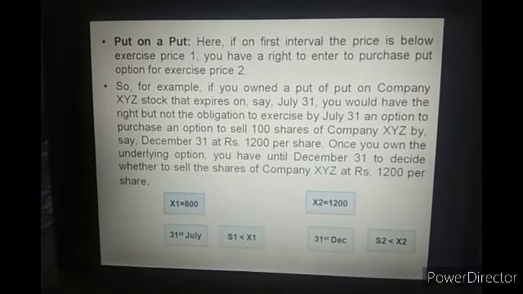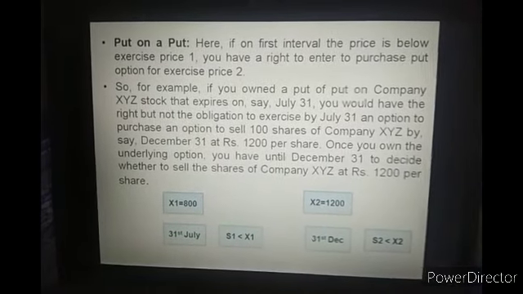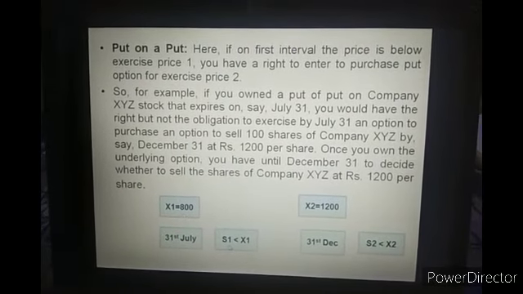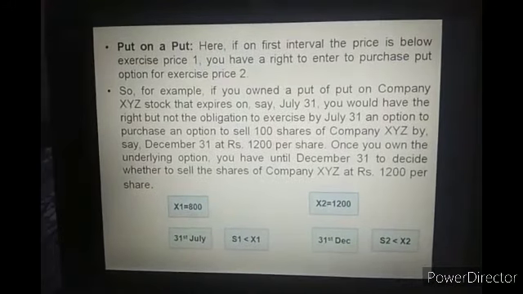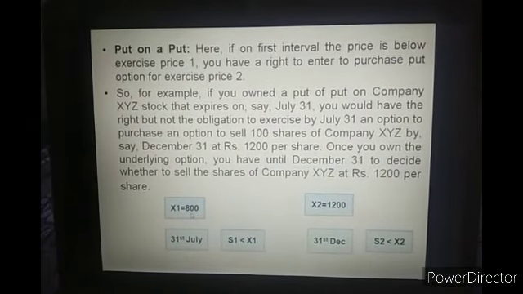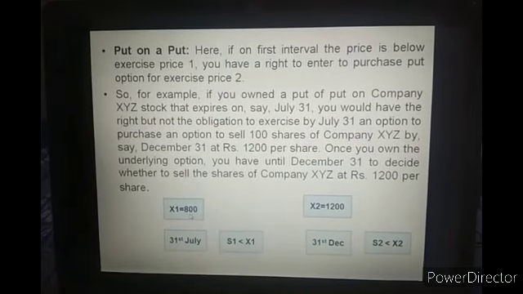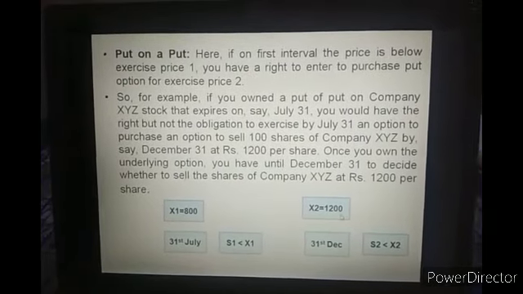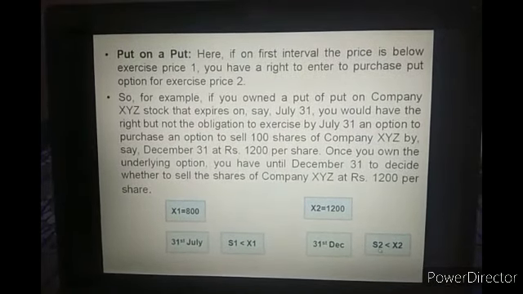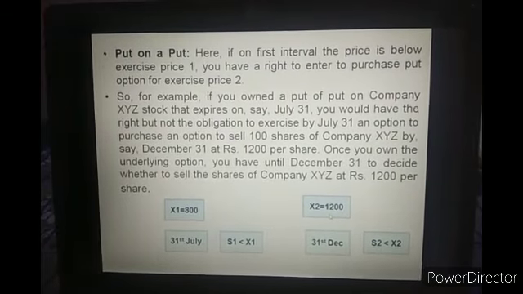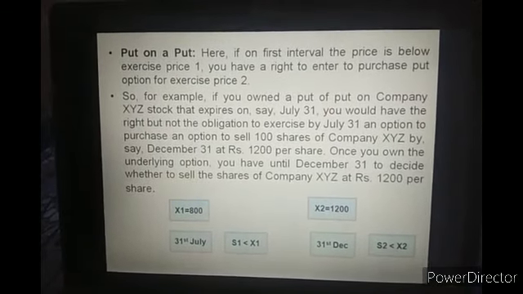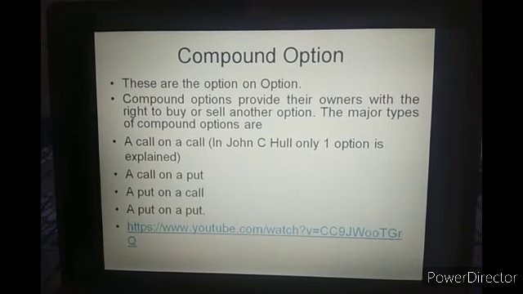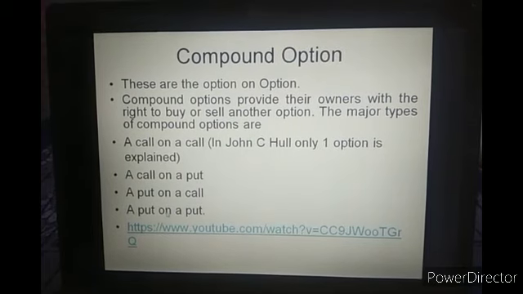Come to the last part, that is a put on put. What you are doing is, for example, after 6 months the price is less than your strike price. Suppose the price comes to 700. Obviously you have a right to sell at 800 and you will have a profit of 100, and you enter into a contract for the next 6 months that you will be able to sell at 1200. So here again, after 6 months, if S2 is less than X2, definitely you will sell at 1200 and you will earn a profit. So these are the 4 types of compound option: call on call, call on put, put on call, and put on put.